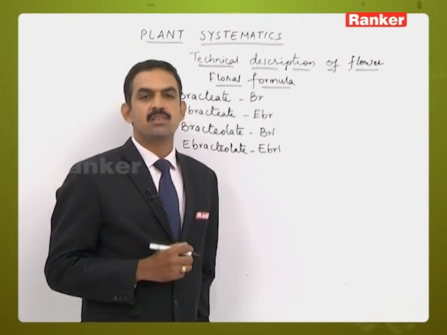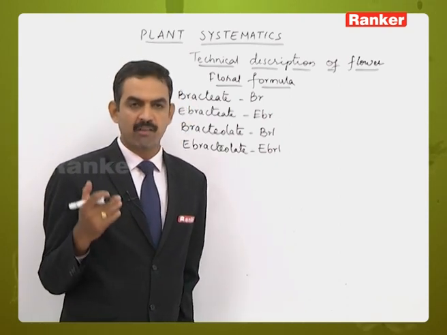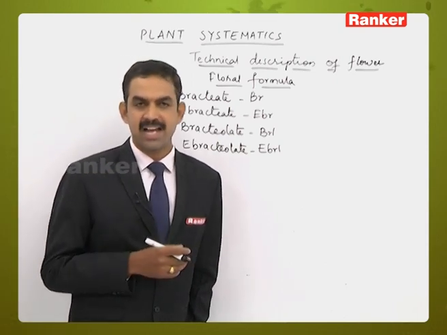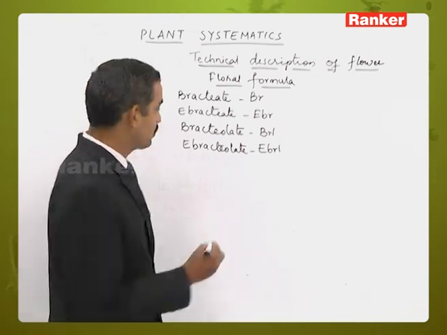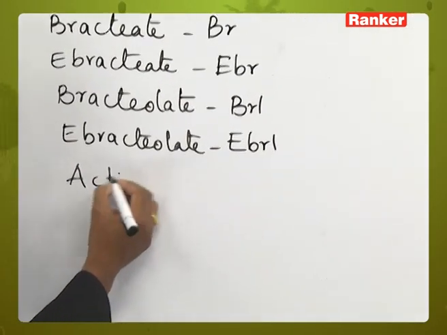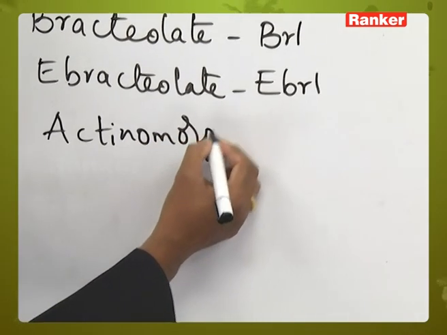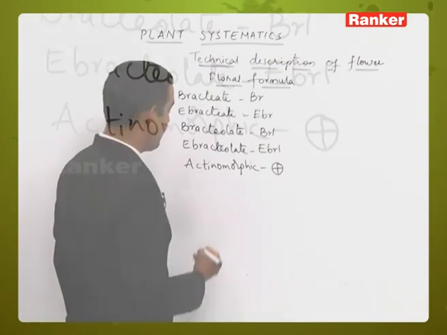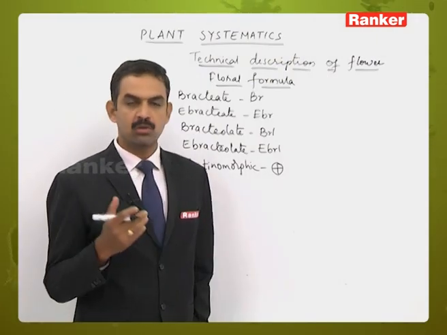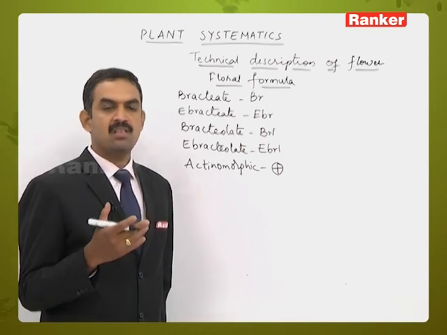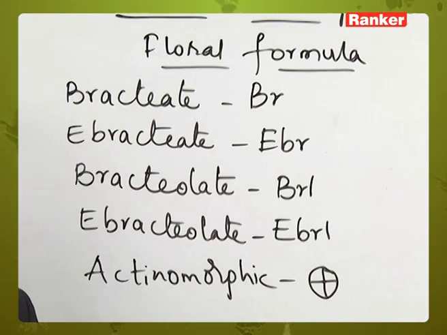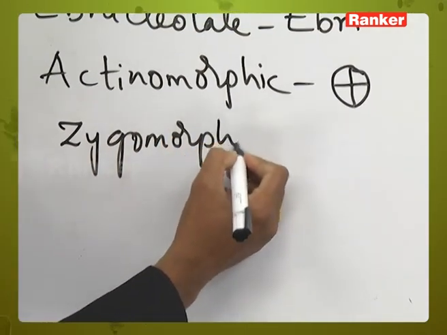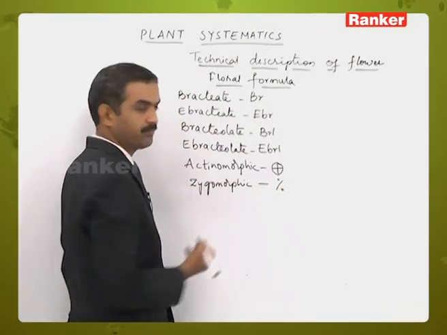Then coming to the symmetry of the flowers. Basically, if the flower is cut into two equal halves passing through the center, and we get equal parts in every vertical division, that is called an actinomorphic flower. This actinomorphic nature is represented as a circle with a plus mark inside. If the flower is cut into only two equal parts in one vertical plane, such flowers are called zygomorphic flowers, represented with a percentage-like mark.